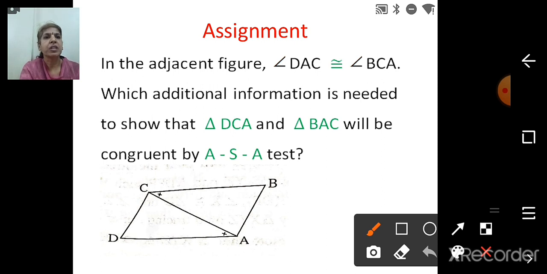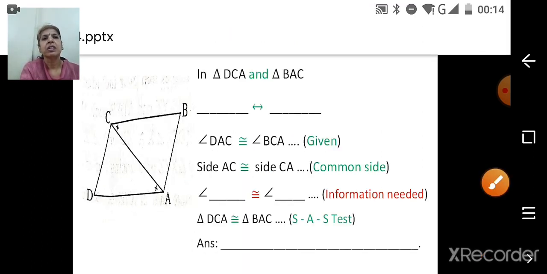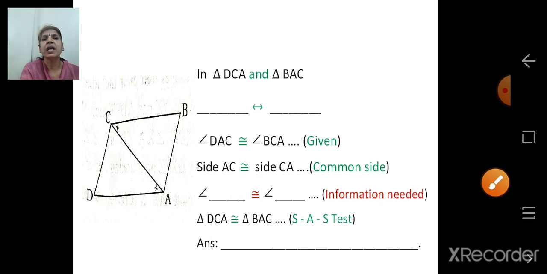So now we got two things and the test is ASA. You got angle, you got side. It means one angle is required. And which is that angle? That angle is ACD, this angle. So CAB, this is the additional information. So first understand the figure. Now this is the way you are going to do the assignment.